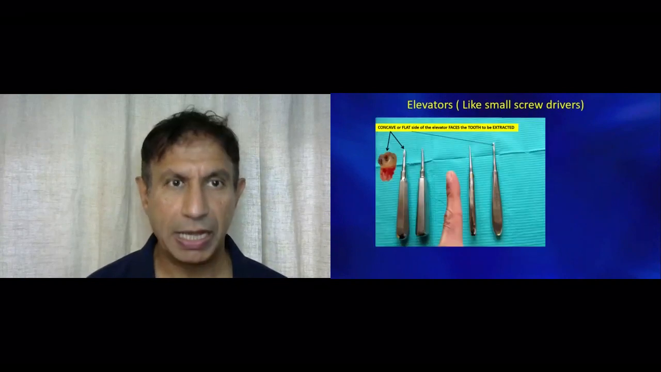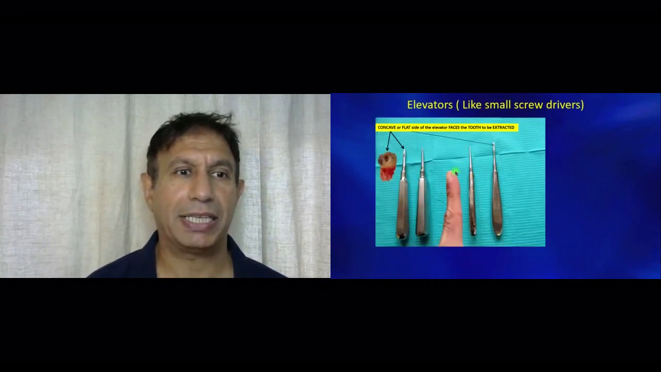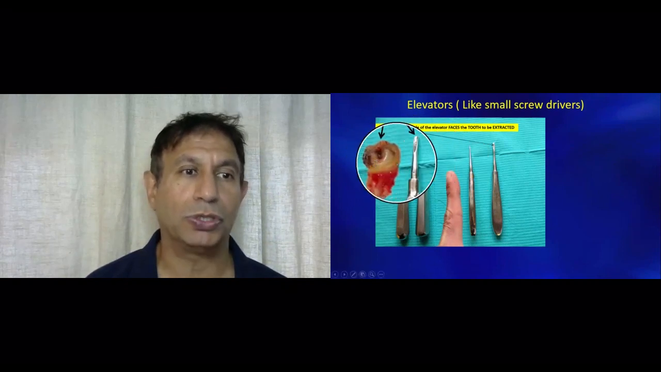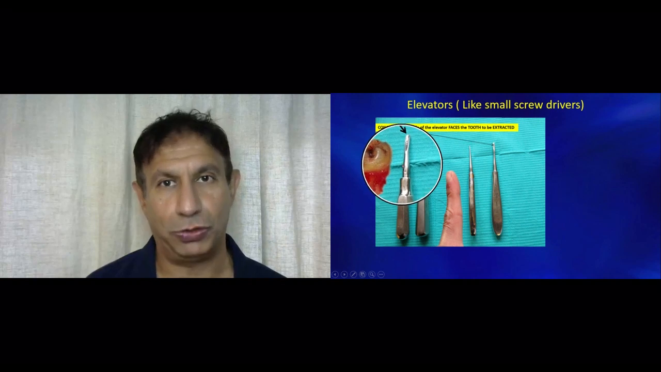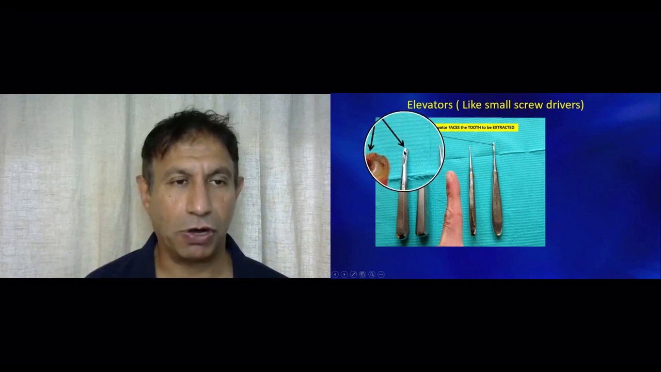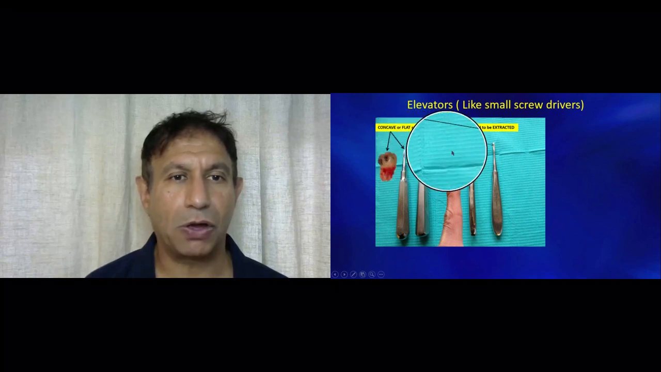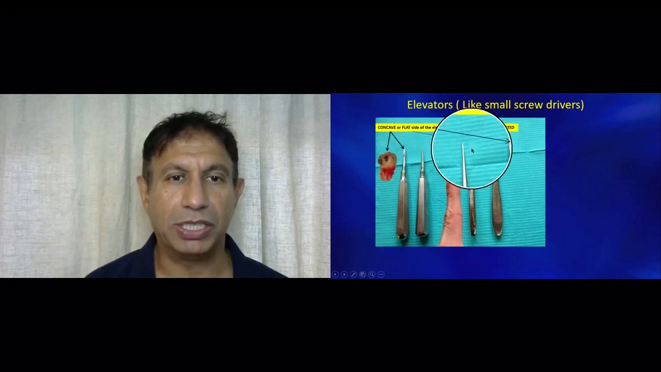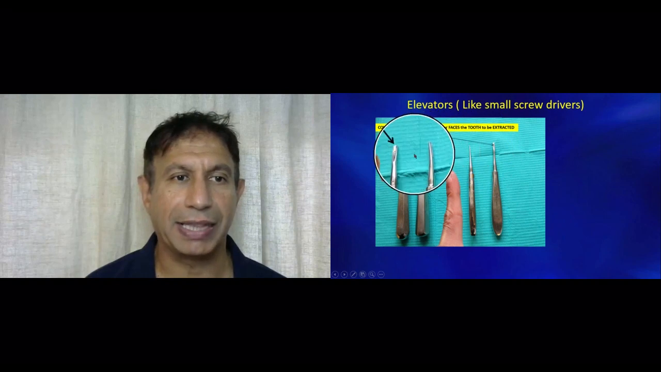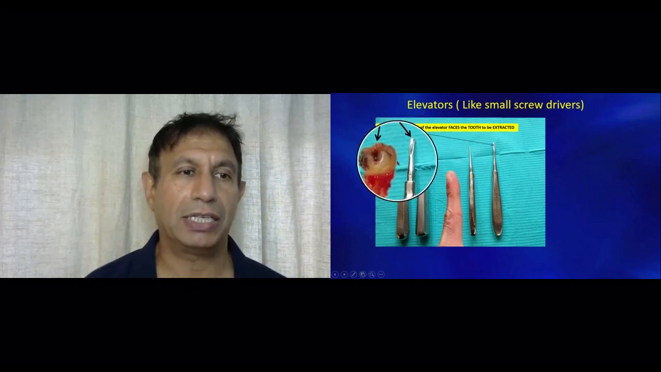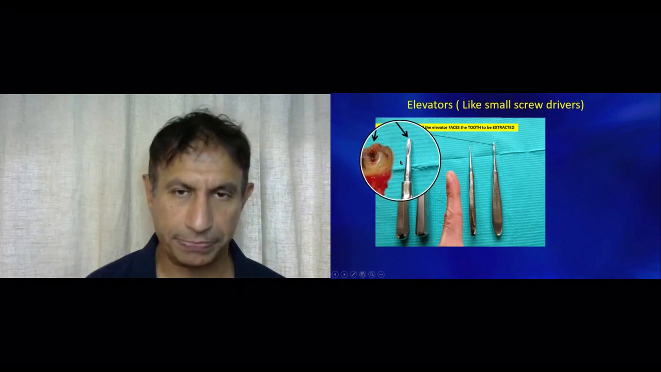Elevators. Elevators are essentially flattened screwdrivers which are meant to shake the tooth so that then you can take them out using your forceps. They have a concave bit at one end and a convex bit on the other side. So this is the convex side and this is the concave side. The concave side goes against the tooth which you want to take out.